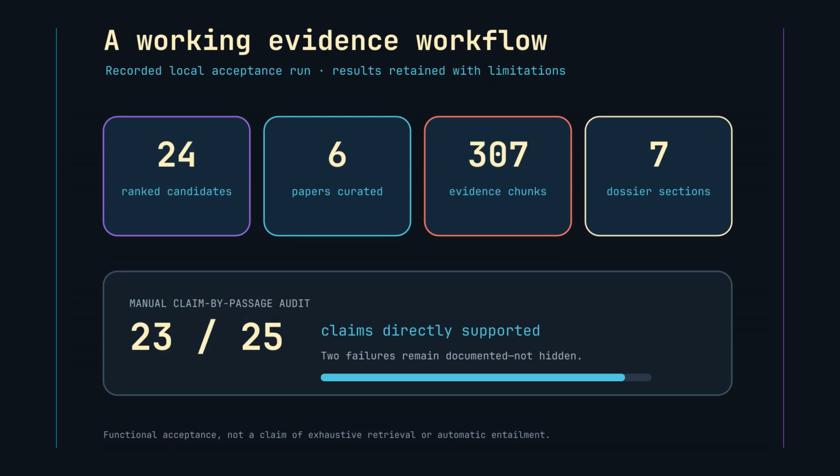The acceptance run indexed 307 page-aware chunks. A manual passage audit found 23 of 25 claims directly supported, preserving the 2 failures as evidence that citation integrity is not automatic entailment. RAGdoll helps researchers move faster without giving up judgment, provenance, or the ability to check the receipts.